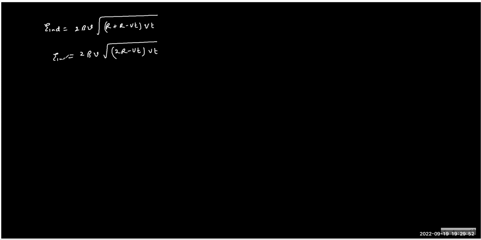So we can write EMF induced equals 2Bv under root of a square minus b square, which is (a plus b) into (a minus b), which will give you vt. And because we have a term in the square root, for this to be defined, we can say this is only true when 2r is more than vt, right? So this is only true when t is less than that. Of course, after that, the equation will change.